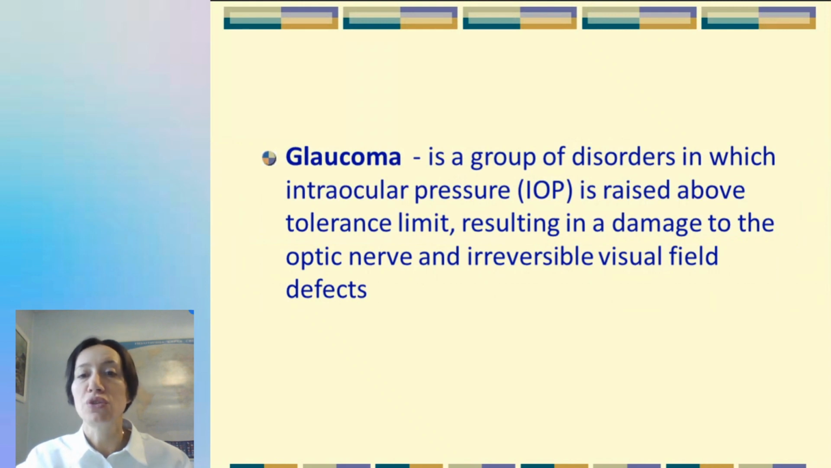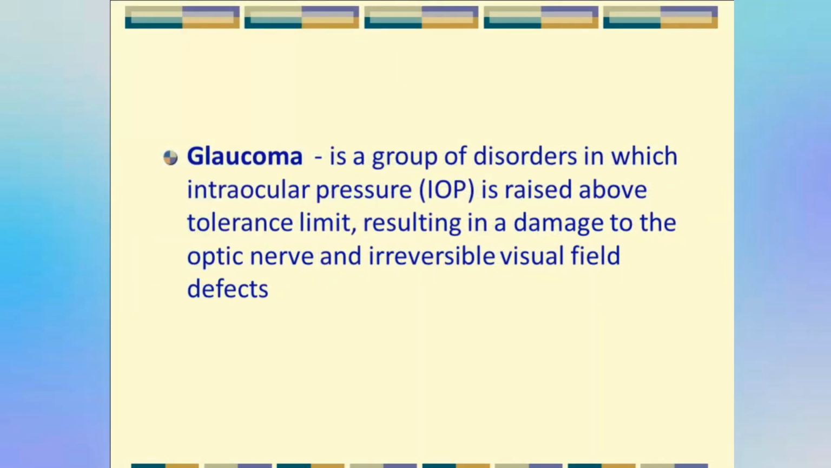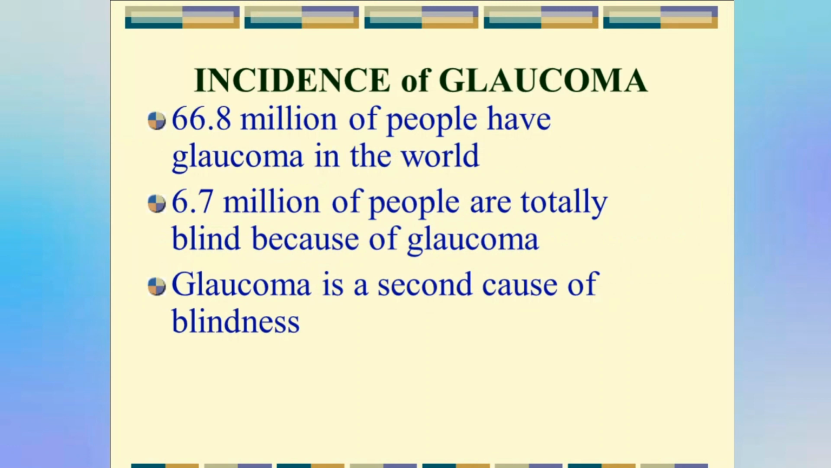Glaucoma is a group of disorders in which intraocular pressure is above the tolerance limit, resulting in damage to the optic nerve and irreversible visual field defects. Nearly 70 million people have glaucoma in the world. Nearly 7 million people are totally blind because of glaucoma. And glaucoma is the second cause of blindness and visual disability around the world.